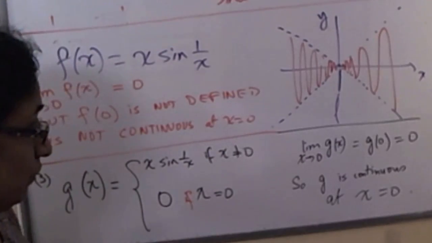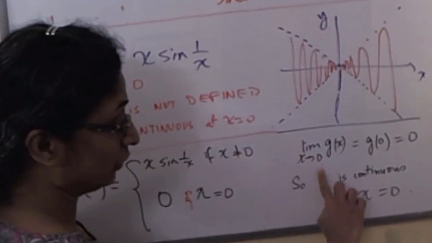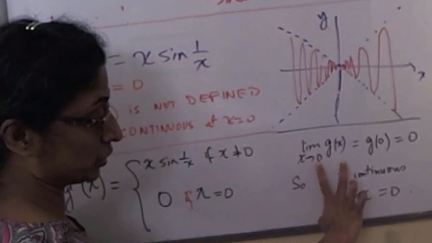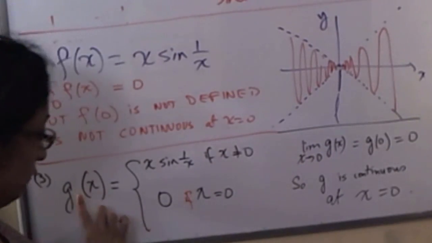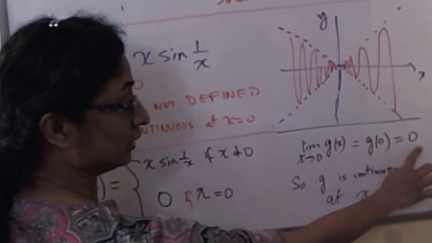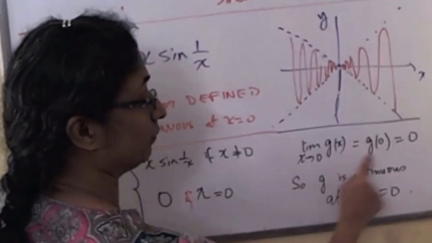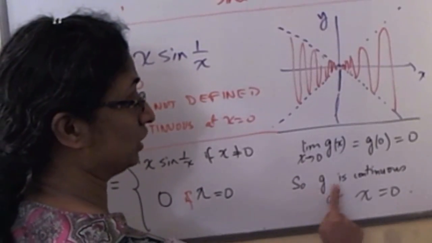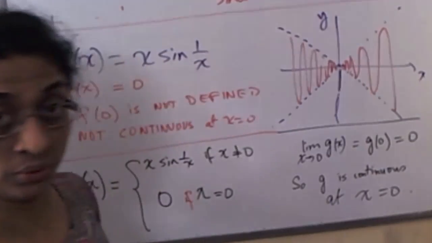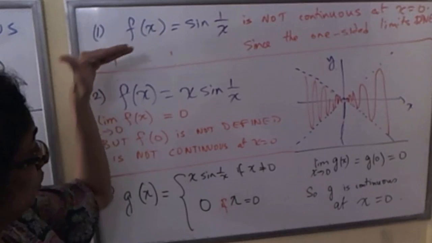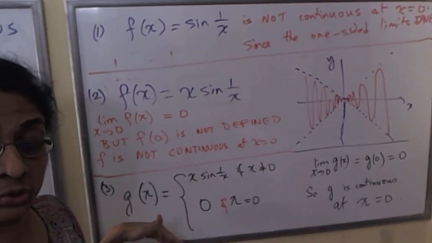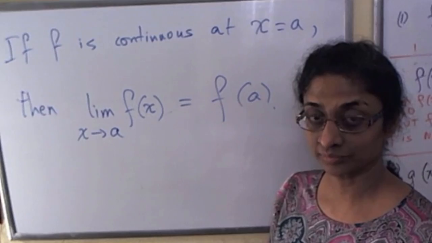And so here, for this function, we can make this sort of a conclusion. The two-sided limit exists. It's equal to g of 0, because we've defined g of 0 as 0. So because of this, we can conclude that g is continuous at x equals 0. So keep these important examples in mind and look at them together so you can compare and contrast them.